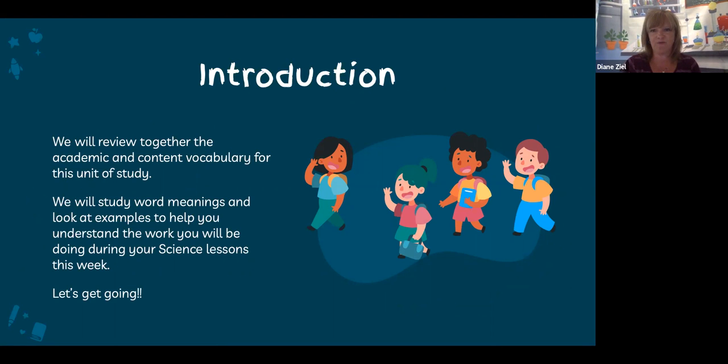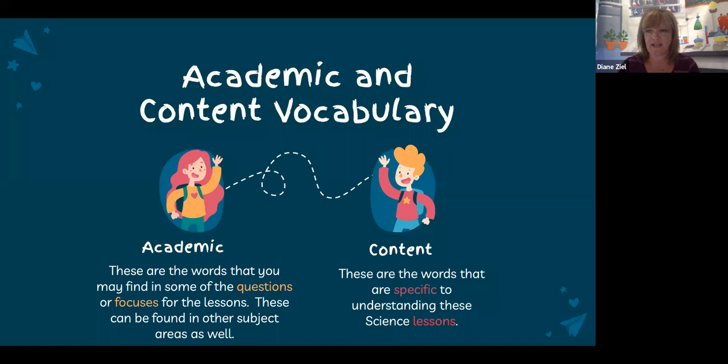Here we go. We will take a look at both academic and content vocabulary. Academic are the words that you might find in the questions or focuses for the lessons. These can be found across your other subject areas in school as well. The content words will be words that are specific to inheritance and variation, and they will help you in understanding your science lessons.